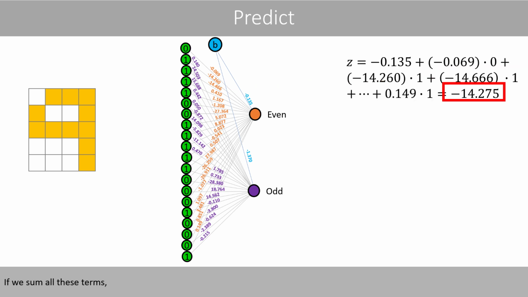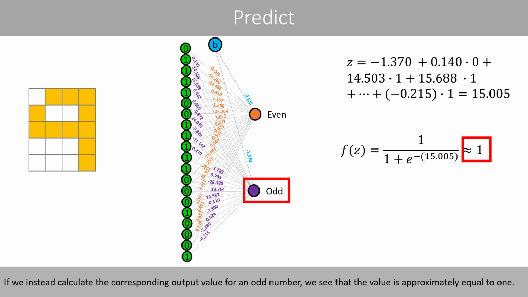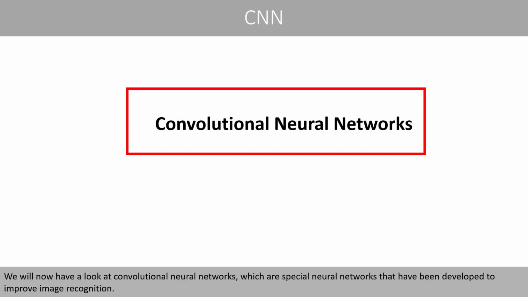If we sum all these terms and plug in this sum in the activation function and do the math, we will get the value that is approximately equal to 0. If we instead calculate the corresponding output value for an odd number, we see that the value is approximately equal to 1. Since the output value for an odd digit is greater than the one for an even digit, the network will predict that the corresponding image contains an odd digit.